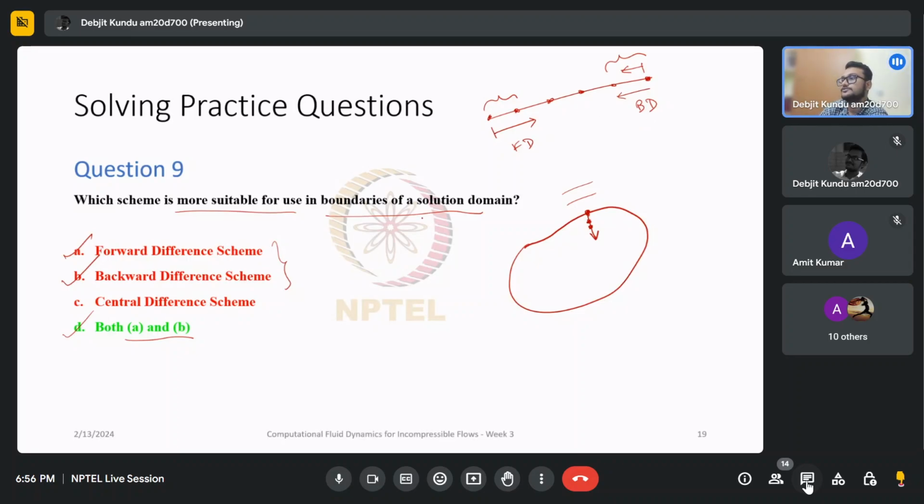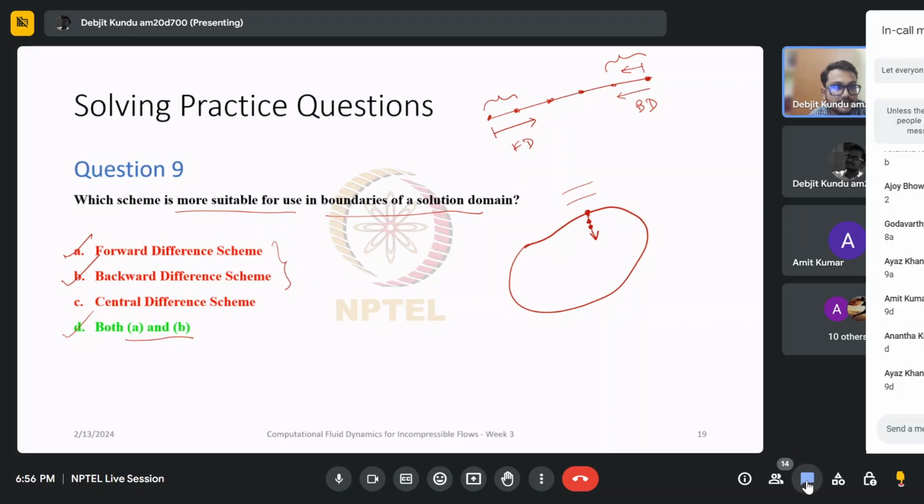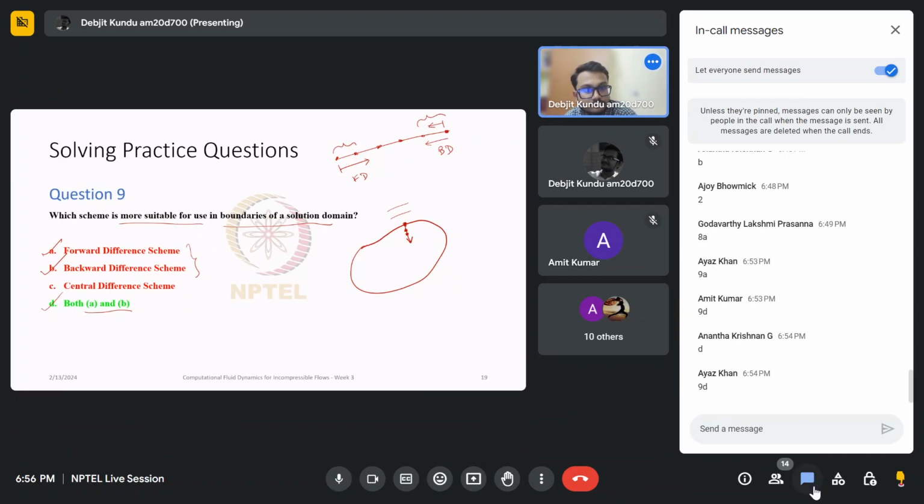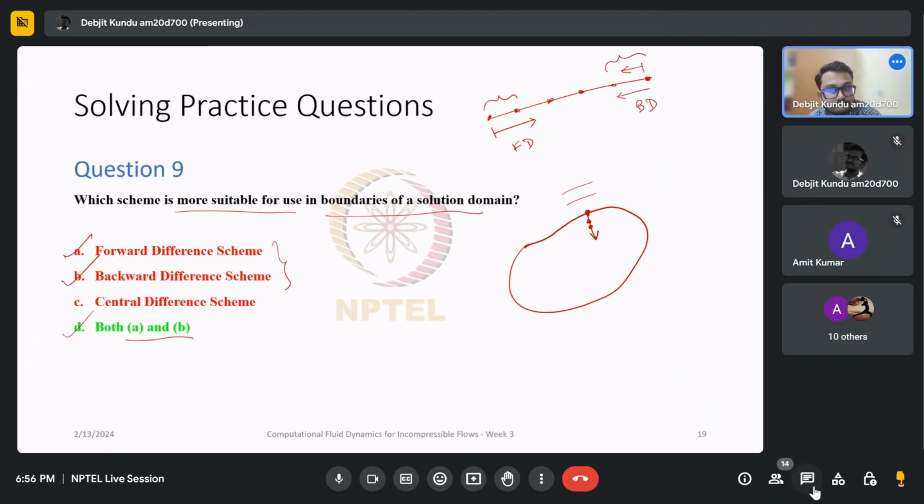So these are the two schemes which are suitable in the boundaries. Okay, that was an easy one. I hope there are no questions, right? Any doubts, anyone?